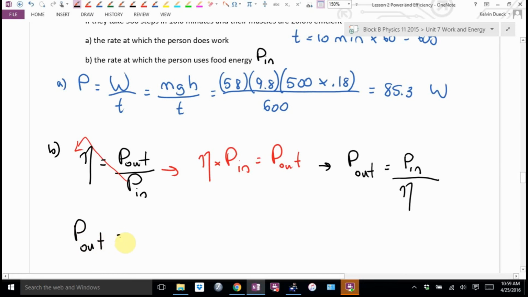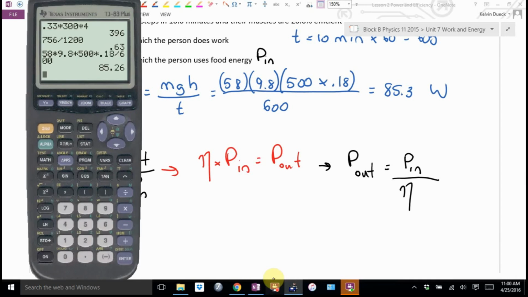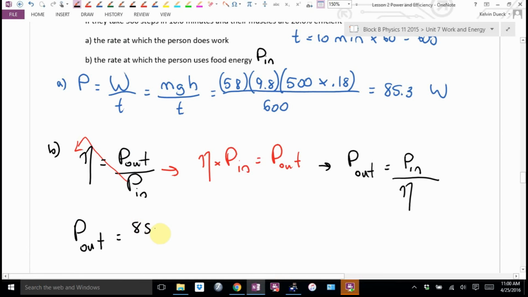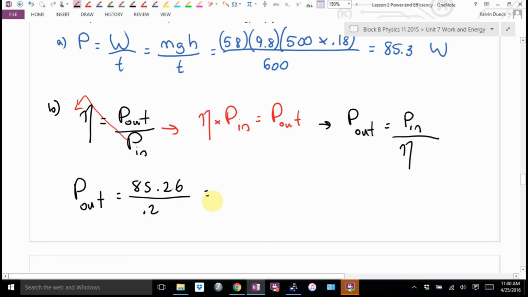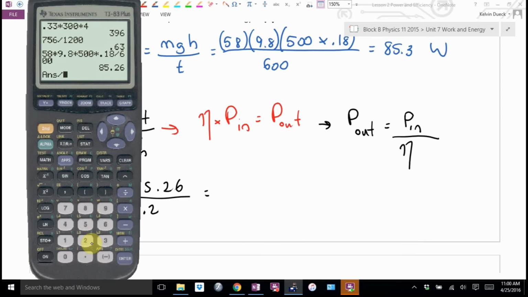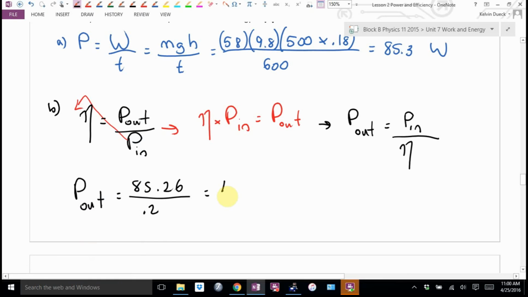But how many joules of energy in theory did you burn? So I'm going to go 85. How many watts did you burn? 85.26. And it says we are 0.2% efficient. In theory, 426.3 watts. So this is what we can do with power.